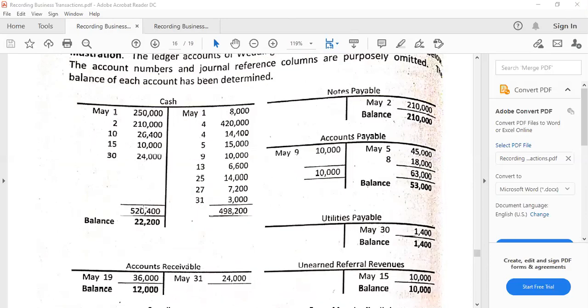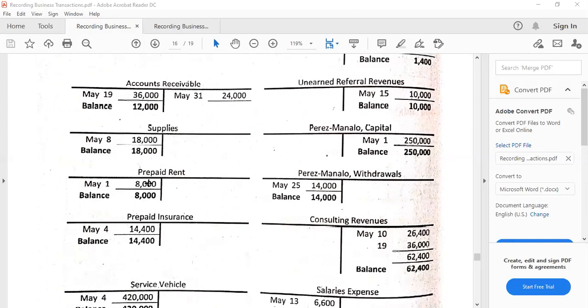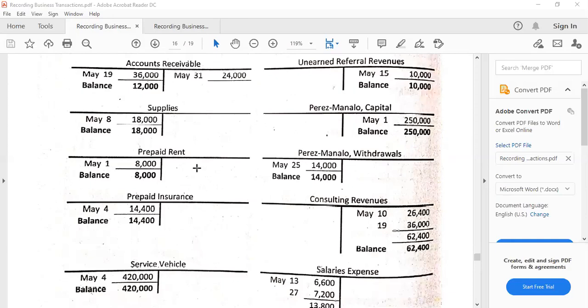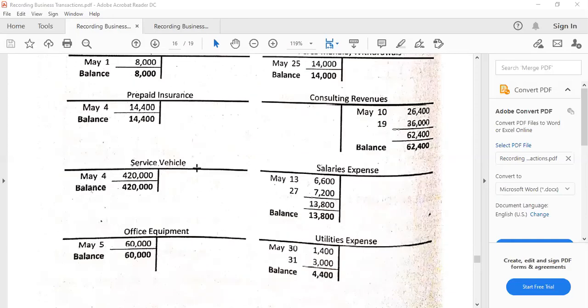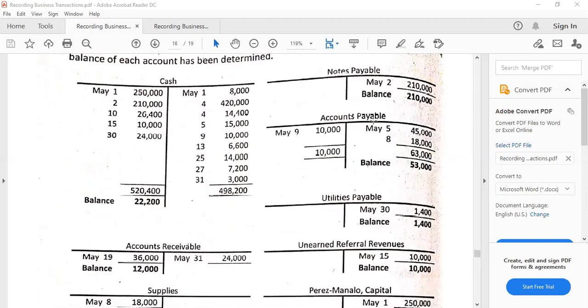Going back, so get now the difference. And take note of which side is greater. Because debit is greater, the balance after deducting 22,200 should be on the debit side, and so on and so forth. For accounts receivable, that's 12,000, which is greater for debit. Supplies, just copy, no credit entries, as well as for prepaid rent, insurance, service vehicle, office equipment. For notes payable, copy, no debit.